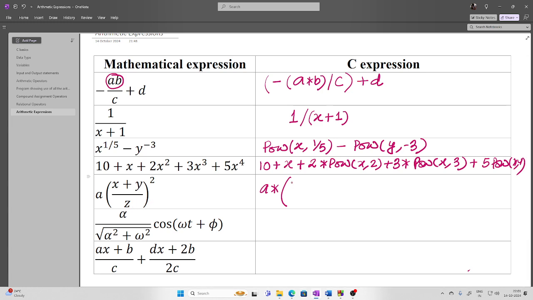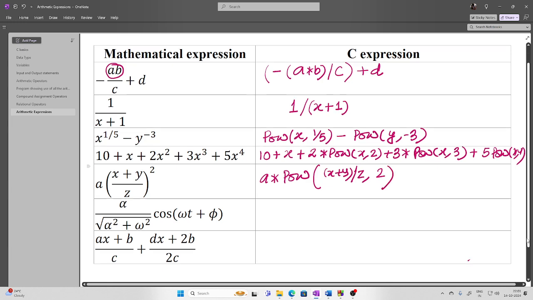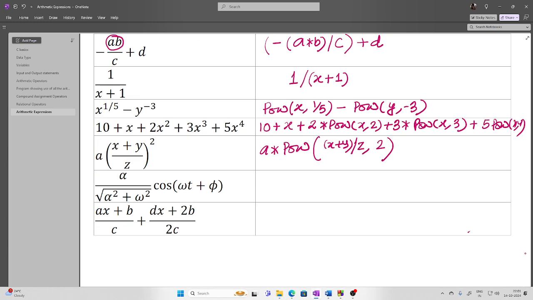So I don't think this bracket will be needed. You can simply say pow of x plus y by z. So x plus y divided by z and then raised to power 2. In this way you can write the expressions in C language. So try to use as many brackets as possible. Here, let's say you want to write this.